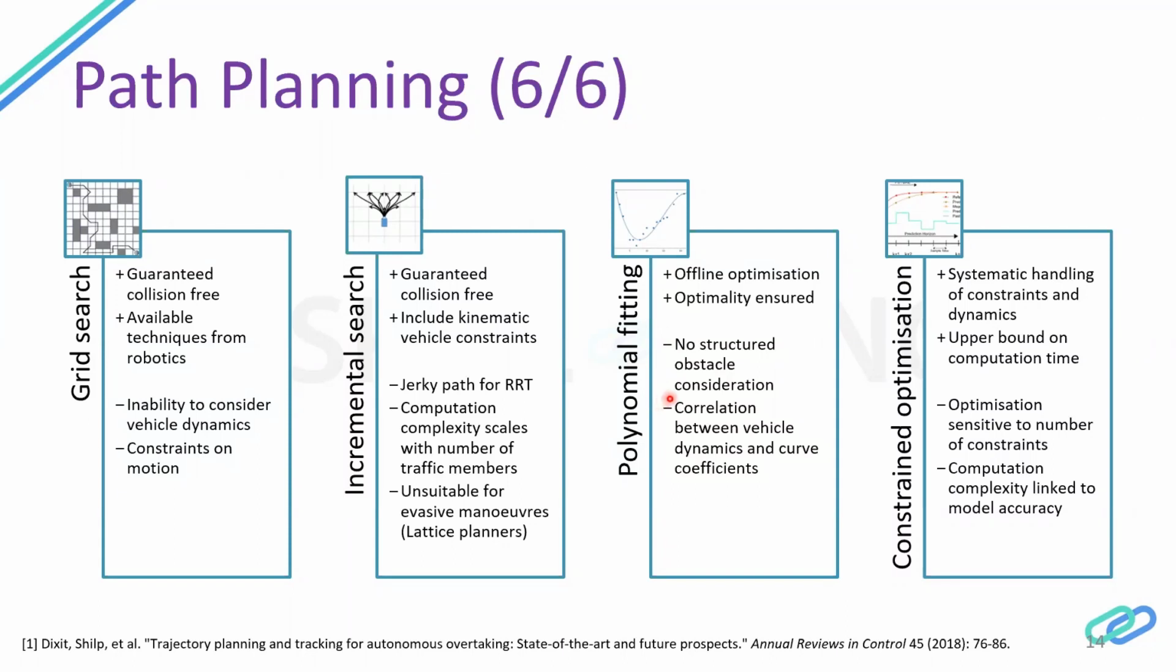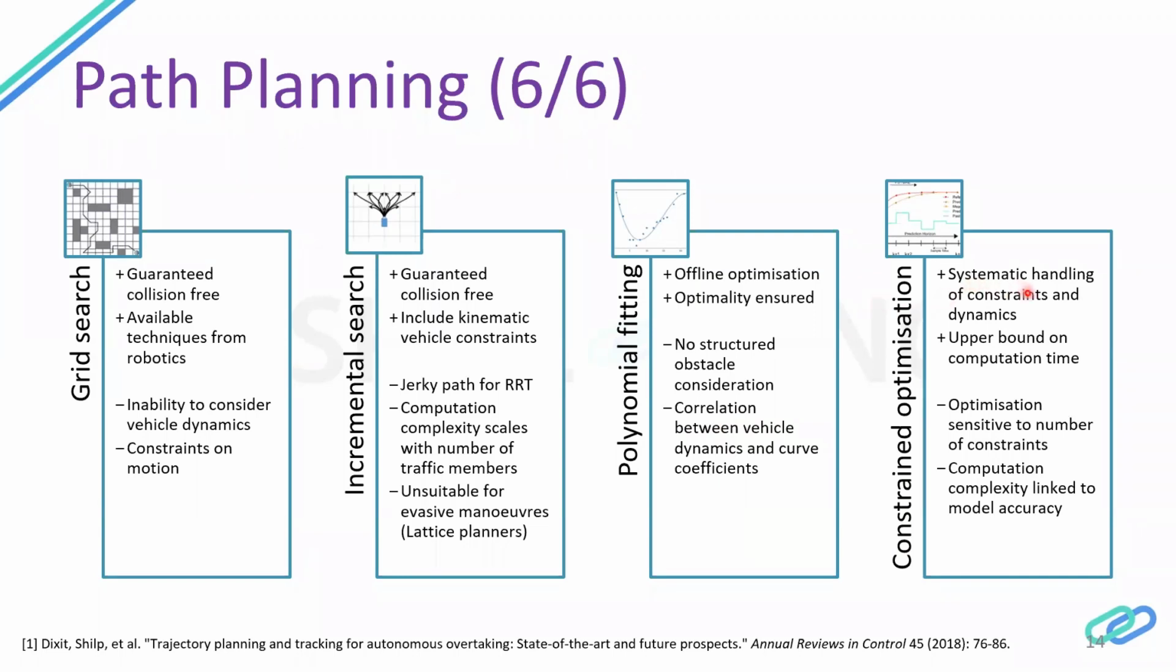It's kind of difficult to ensure or guarantee that the paths generated by polynomial fitting are collision free. And also, it's difficult to find a correlation between the actual vehicle dynamics and the coefficients of the curve. So how A0, A1, A2, etc., relate to the acceleration, braking, and yaw dynamics of a vehicle is quite a tricky challenge.